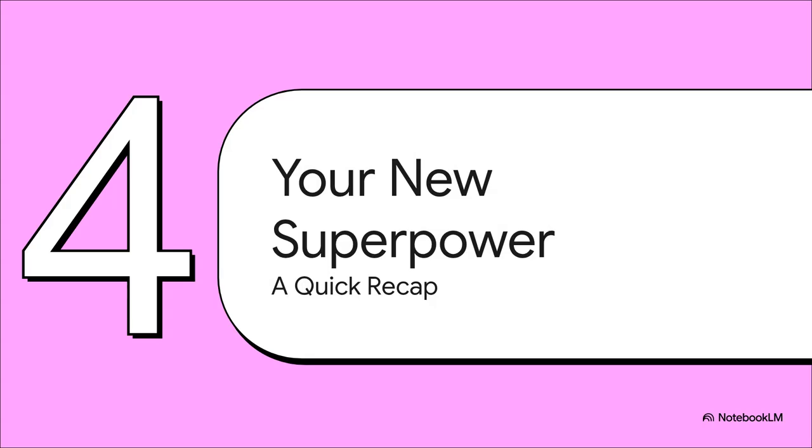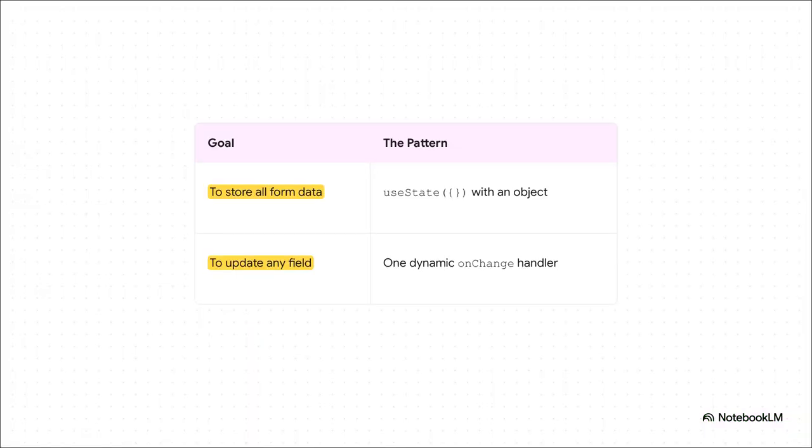And just like that, you've got a new React superpower. You now know the fundamental, scalable, and professional way to handle forms of any complexity. So let's do a quick recap of what you just learned. Here's your cheat sheet. When you need to handle a whole form, your go-to move is useState with an object. To handle all the updates, you just need one dynamic onChange handler that uses the input's name attribute. That's it. That's the whole pattern.